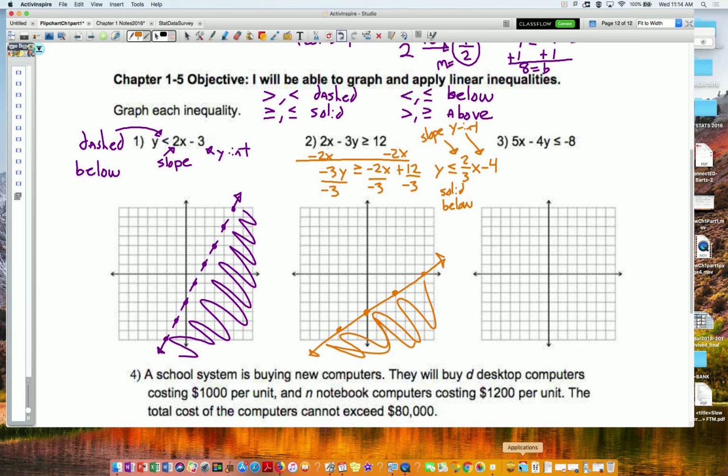Right, one more of these to practice here. So on this last one, same thing, just like I did with the one before. We'll subtract 5x.